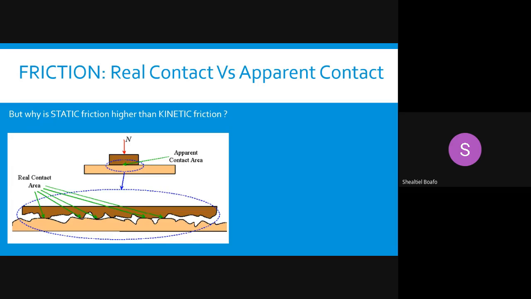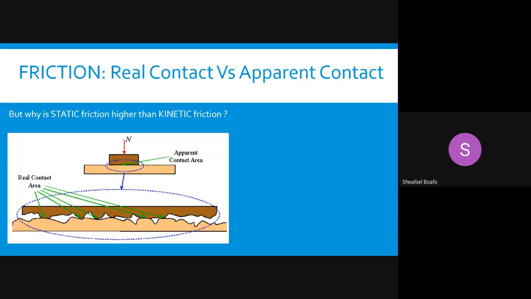So when we have two bodies in contact, as we see here, what we see is a smooth contact. Everything is smooth. The surfaces are smoothly in contact. We don't see any gaps, any space. And that is what we call apparent contact. So apparent contact is what we perceive with the unaided eye, the contact that we see with the unaided eye. And that's what we are describing as the apparent contact.